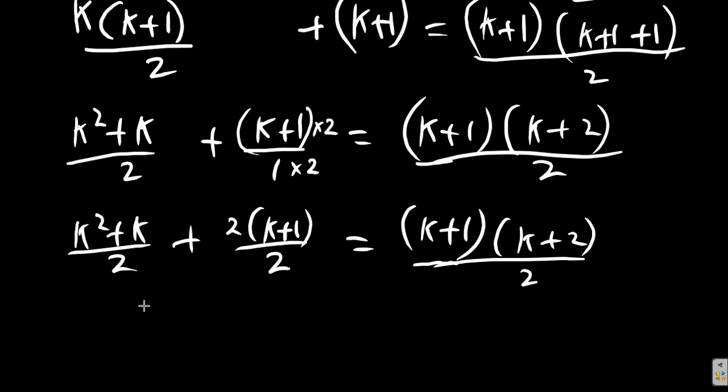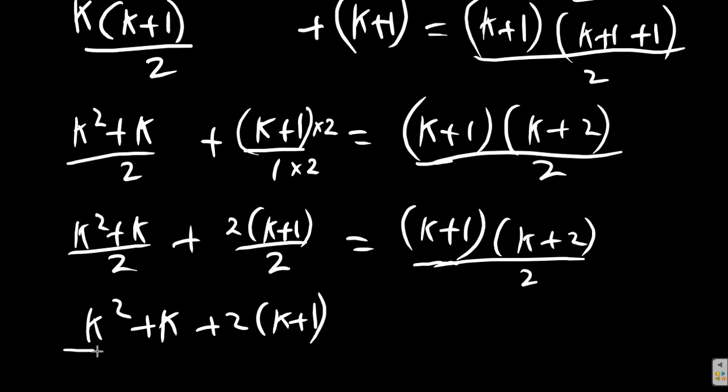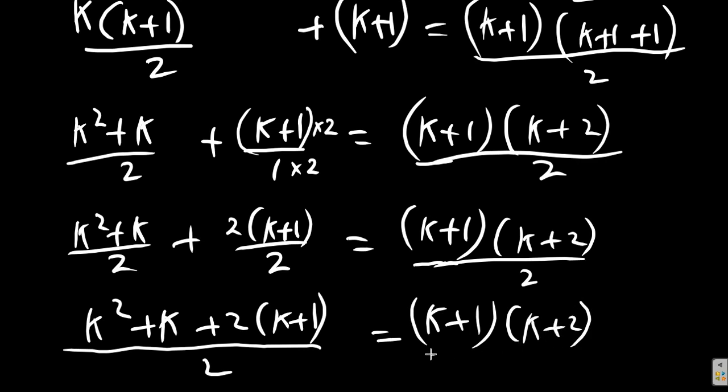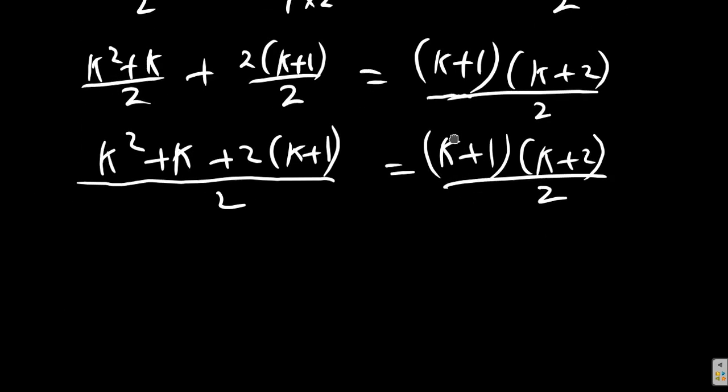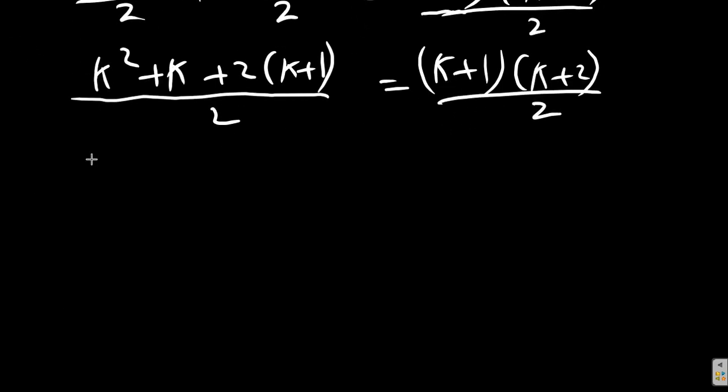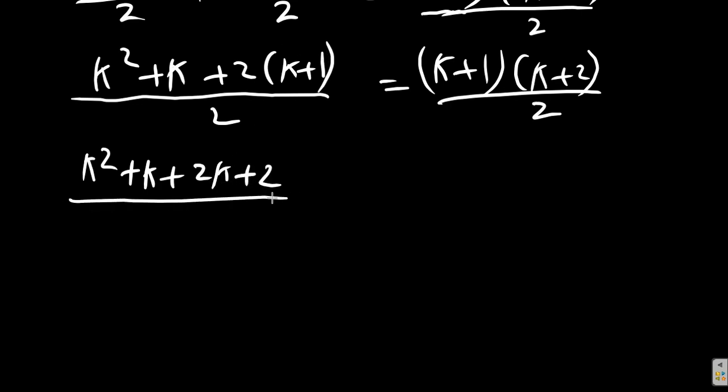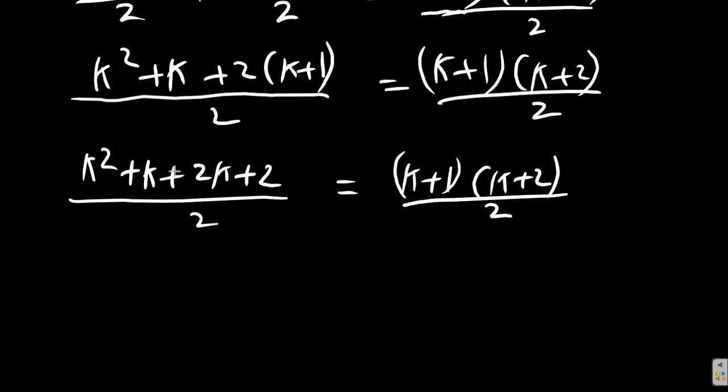This part, what is it? We can write this as k squared plus k plus 2(k plus 1), all over 2. Remember your fractions, right? Equal to (k plus 1)(k plus 2) over 2. So what happened here now? This is k squared plus k plus 2 times k plus 2 times 1, which is 2, over 2. And that's equal to (k plus 1)(k plus 2) divided by 2.